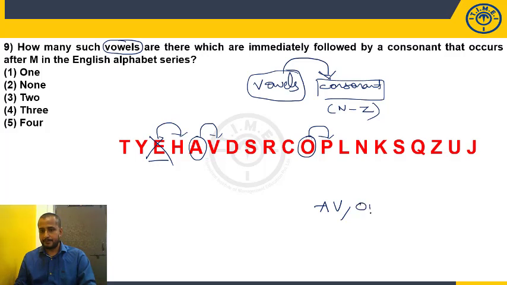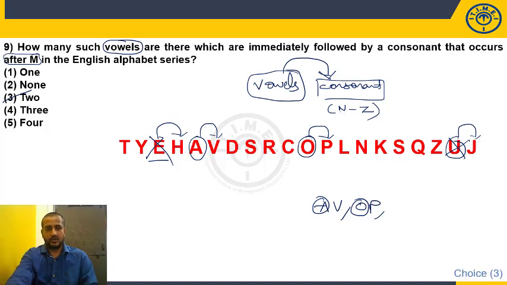So OP. Next vowel, U. Is it followed by a consonant? Yes. Is it between N to Z? No. It is between A to M. So it is not required. So how many such vowels are there? There are only two vowels, A and O. Answer is 2. Choice is 3. Be careful, because here we have given a condition, the consonant should occur after M. It is nothing but between N to Z, both inclusive. Fine. So choice 3.